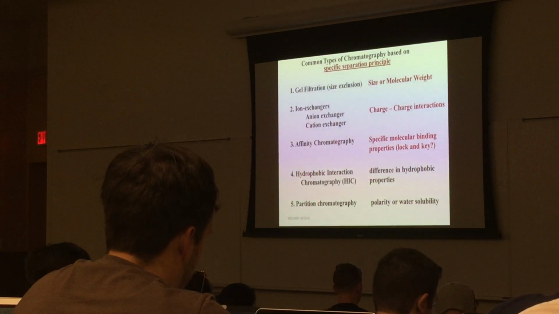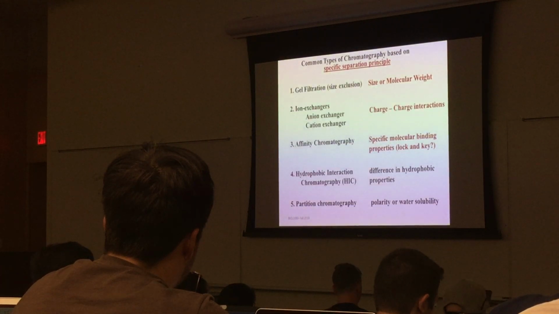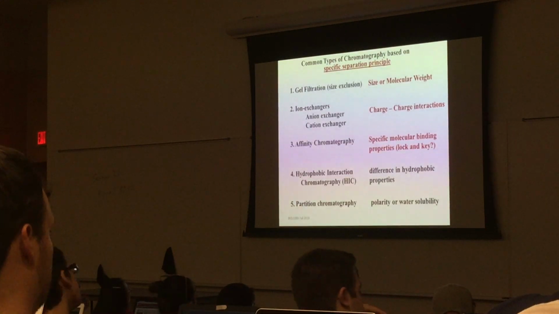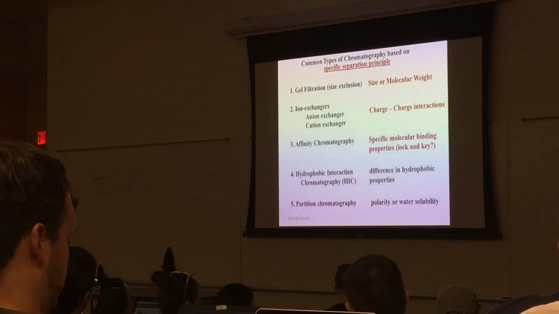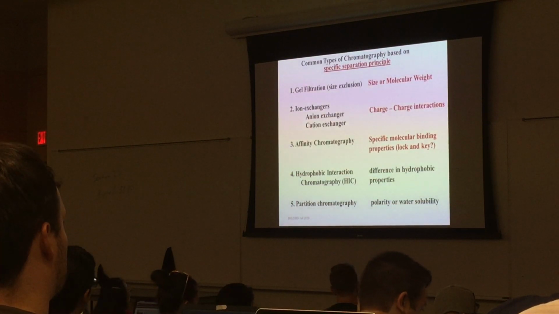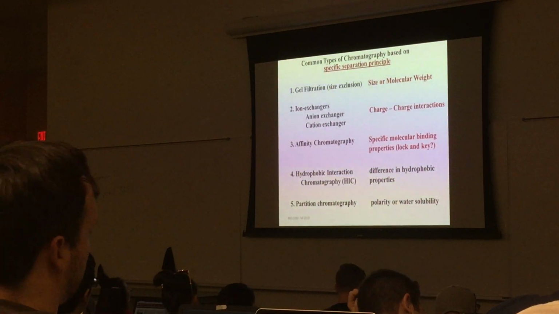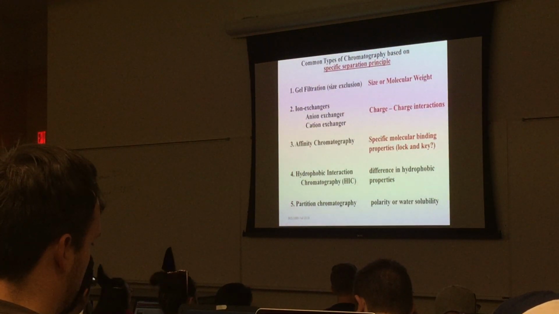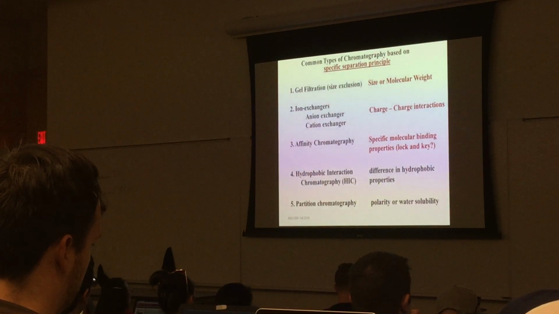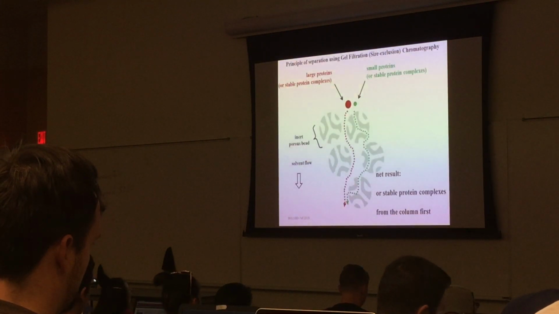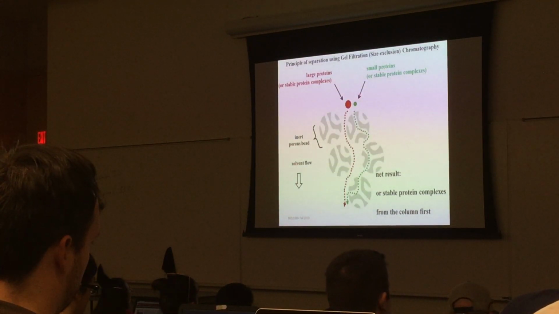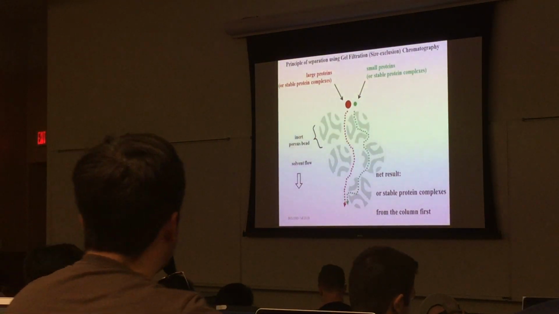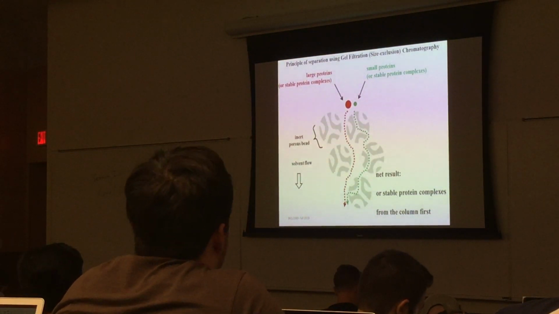Hydrophobic interaction chromatography, not done very often in biology, but it is a potential column separation based upon hydrophobicity or oily patches, and partition chromatography. Partition chromatography a lot of times is used in organic chemistry, not in biochemistry, because our proteins will fall apart, won't behave properly under certain conditions. And so you're responsible for understanding size exclusion chromatography, and you're responsible for affinity chromatography. We're going to do affinity chromatography in the lab.